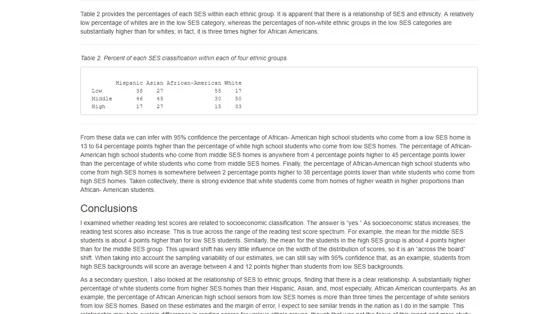The percentage of African American high school students who come from middle SES homes is anywhere from, listen closely to this, 4 percentage points higher to 45 percentage points lower than the percentage of white students who come from middle SES homes. This is not only a wide confidence interval, but it's one that goes on either side of zero, and those are the intervals that are most difficult to interpret.